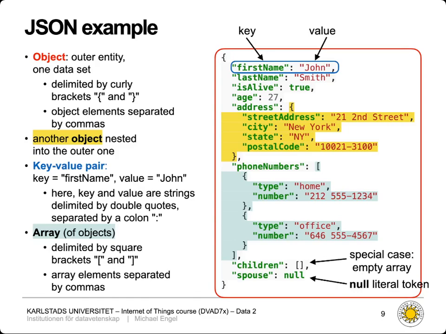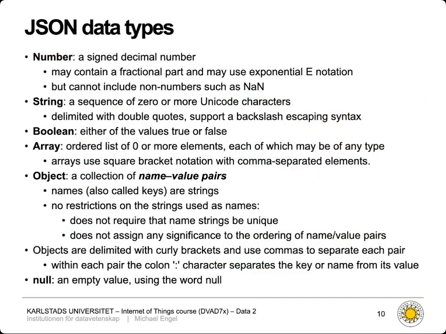And John Smith doesn't seem to be married, so there is another key called spouse, and spouse is not referencing any single entity, so it's just null. Null means there is no information provided. So this is just an example which shows the most important parts.